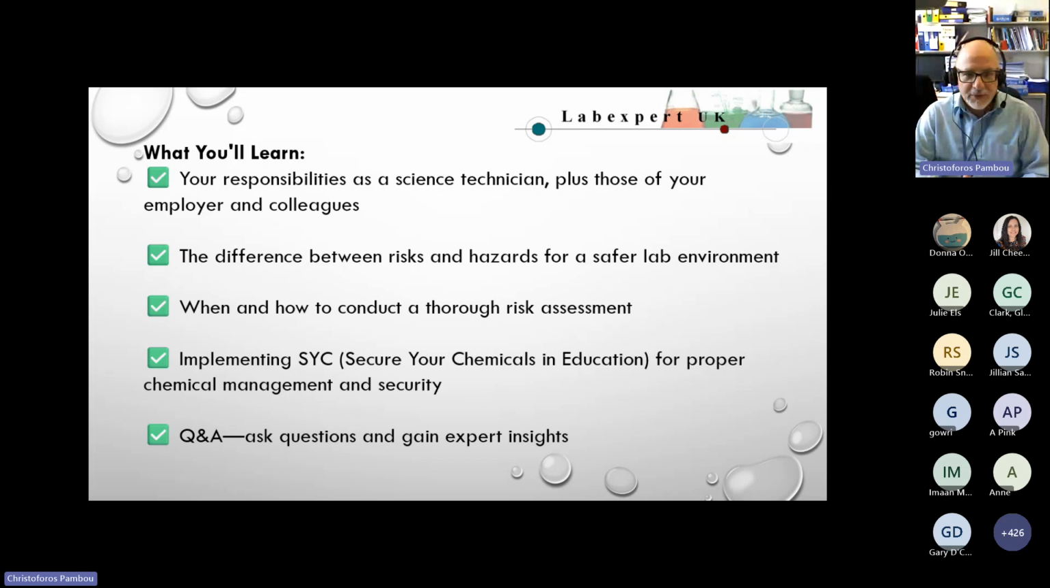So what we'll cover today: your responsibilities as a science technician, plus those of your employer and colleagues, the difference between risk and hazards for a safe lab environment, when and how to conduct a thorough risk assessment, and something new which we haven't covered before actually, and it's really important, which is implementing and securing your chemicals in education for proper chemical management and security, which we will cover in detail towards the second part of the session.